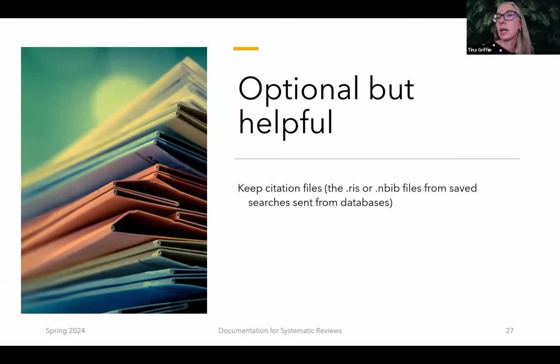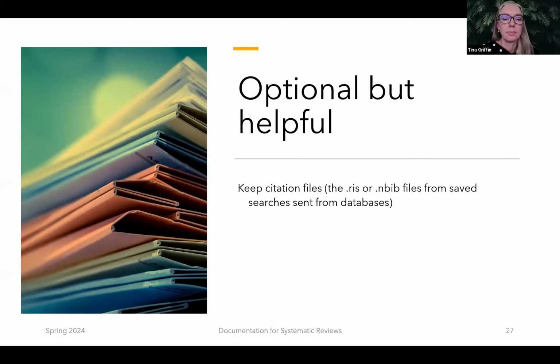When you do that initial download, they usually give them to you in formats like RIS or NBIB, or sometimes in an EndNote library. I would keep those citation files as well. It is optional. You can always go back and get them again, but I find it's useful to just get them once, keep them like you would keep your other data files so you don't have to get them again.